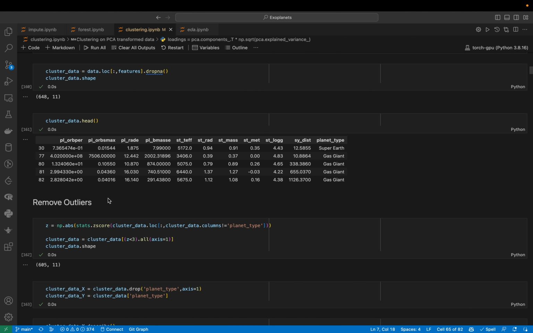Clustering is also pretty sensitive to outliers. So we just remove any data points that are 3 standard deviations above the mean, and about 40 odd data points are removed, and that leaves us with 605 data points. It's not a huge data set, but I think it's sufficient for the purposes of what we are iterating here.